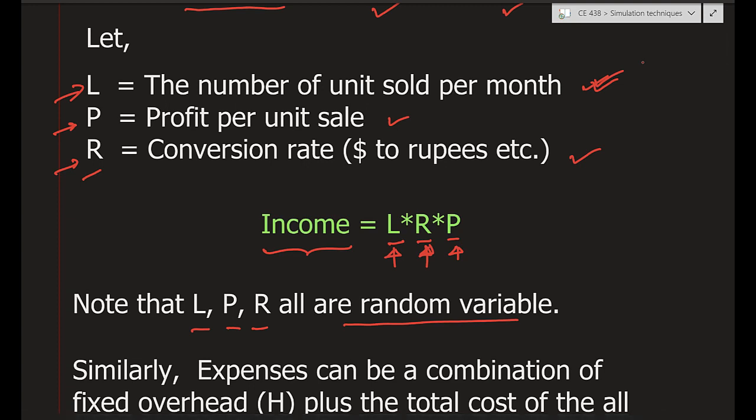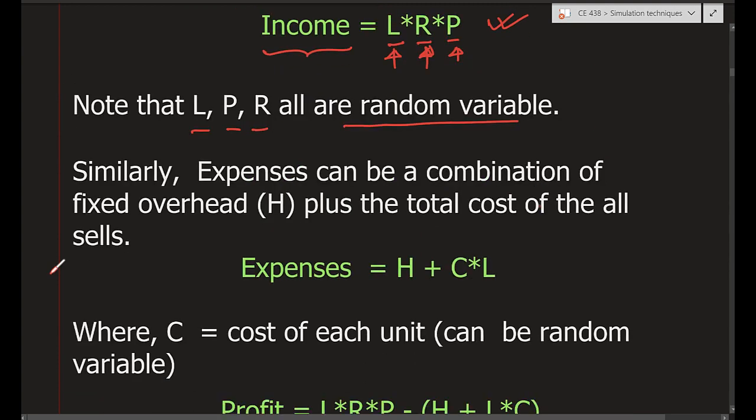So if we are predicting something, and how much profit we are making per unit, because every unit will have a bargaining capacity, so every unit will be sold at a different price. So you see there is basically randomness in profit. Also exchange rates keep fluctuating, so the conversion rate is also a random variable. So my income becomes a random variable. Similarly, my expenses can also be a random variable.